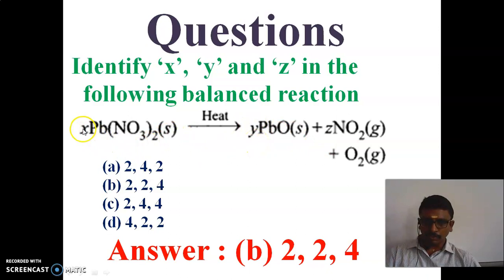But if we put 2 in the lead nitrate, here also it will come 2, here also it will come 2, and here it will come 4. The answer for this one is option B, that is 2, 2 and 4.